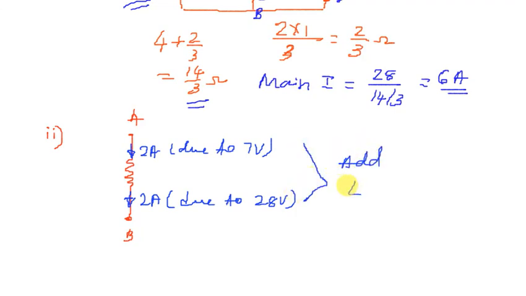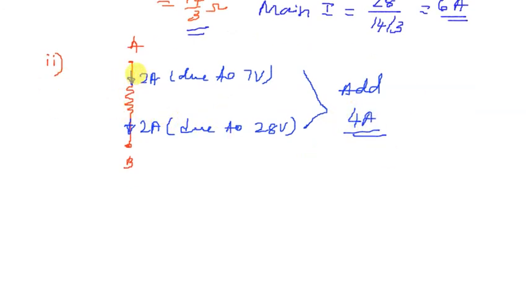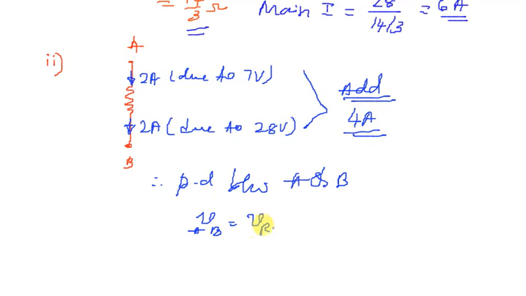When I add these two currents, the total current becomes 4 amps. Therefore, they are in the same direction, so I added them. If they flow in opposite directions, I should make a subtraction. But here the two currents are flowing in the same direction, right? Therefore, the potential difference between the terminals A and B is VAB, which is nothing but the potential difference across R2, which equals 4 amps multiplied by this resistor of value 2. So definitely we get 8 volt, right?